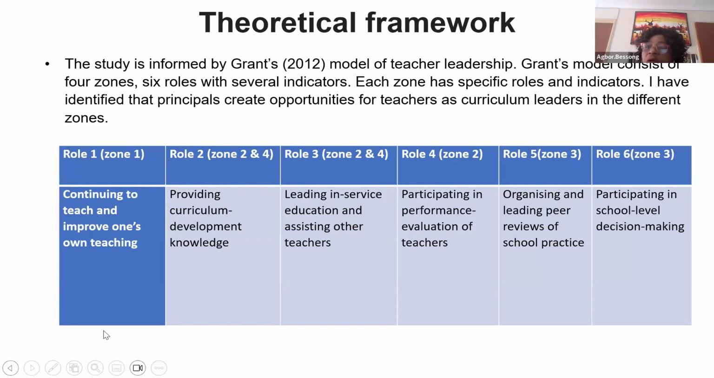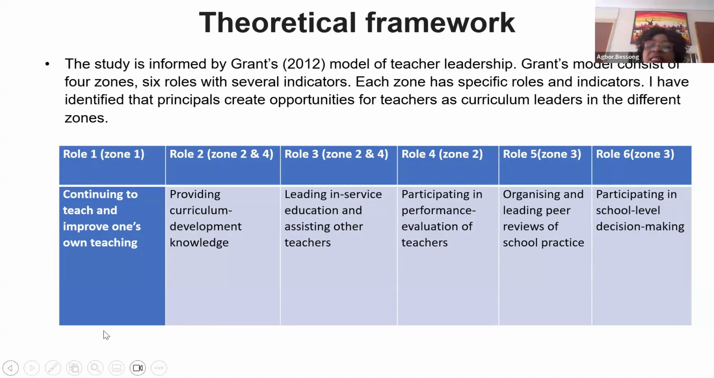The theoretical framework on which this study was anchored is the model of teacher leadership by Grant. In this model, there are 4 zones in which teachers can perform their role as curriculum leaders. Zone 1, within the classroom. Zone 2, within the school, out of the classroom. Zone 3, still within the school, but participating in whole school decision-making. And Zone 4, which is out of the school, beyond the school, across other schools.